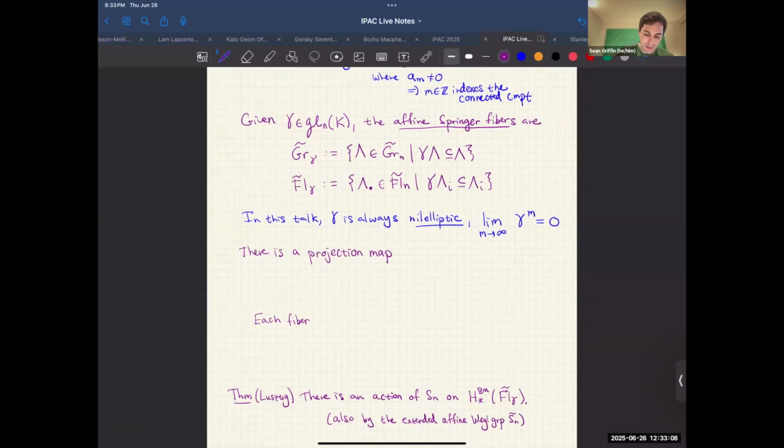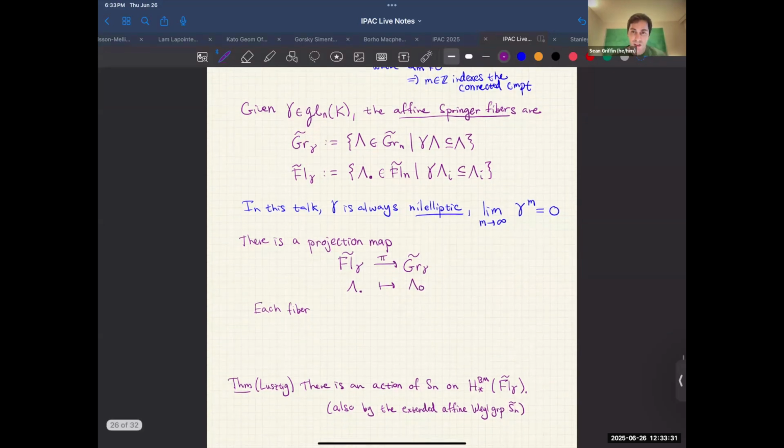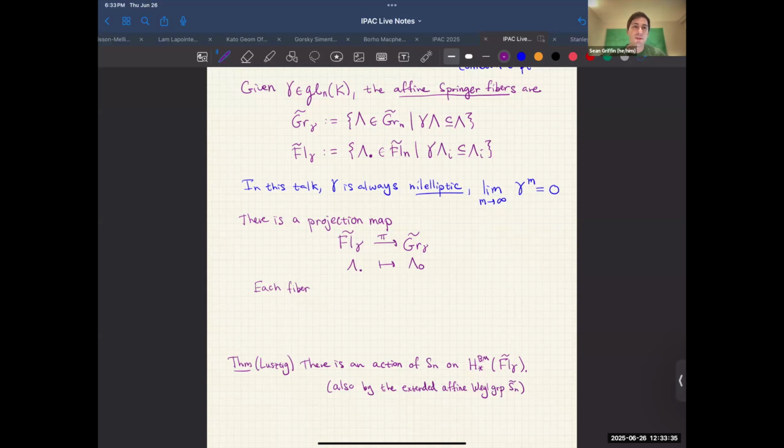These two spaces are related by a projection map. You can take complete flags and project them down to lattices just by remembering the zeroth piece of your flag. And why would you want to do that? Because the fibers of this projection map are recognizable as the usual Springer fibers. So each fiber of pi is isomorphic to a usual Springer fiber.